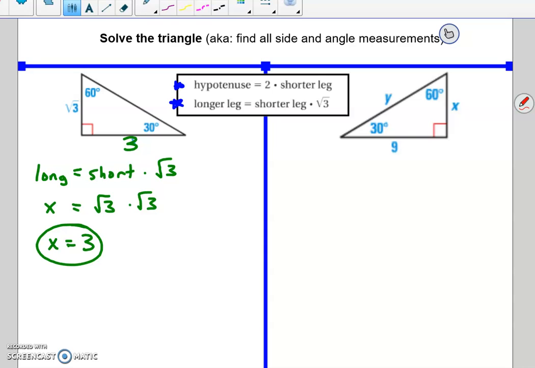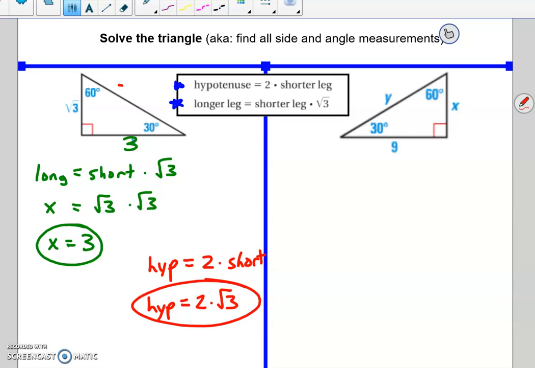But if I was trying to find the hypotenuse, I could use that equation up here and solve for it, because the hypotenuse equals 2 times the shorter leg. Since the shorter leg was square root of 3, I would say the hypotenuse is 2 times the square root of 3, and that's it. This value here is 2 times the square root of 3.